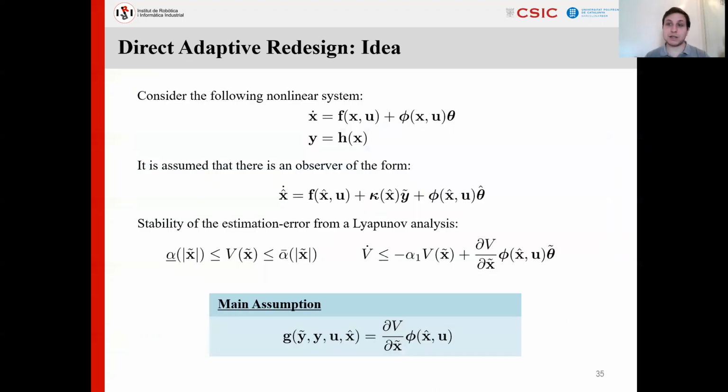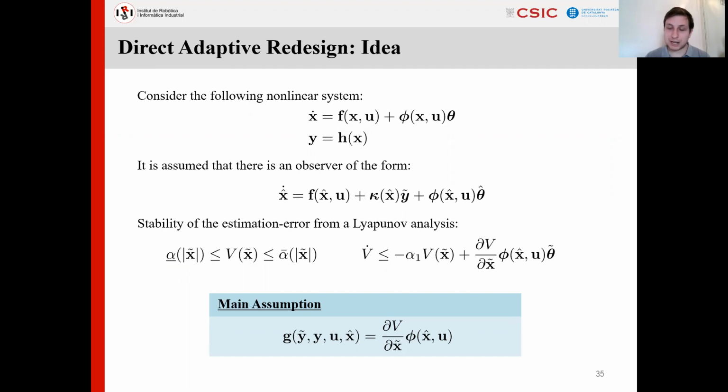So let's start with the direct approach. Let's assume that we have a nonlinear system depicted by the set of dynamics in this slide. And let's assume that we have an observer that asymptotically converges to the true value when the parameters are known. This means that there is a radially bounded Lyapunov function, the derivative of which is upper bounded by a strictly negative factor and some factor that depends on the unknown parameters. So the direct adaptive redesign idea is to design some parameter adaptation dynamics such that this factor that depends on the unknown parameters is eliminated from the Lyapunov function derivative.